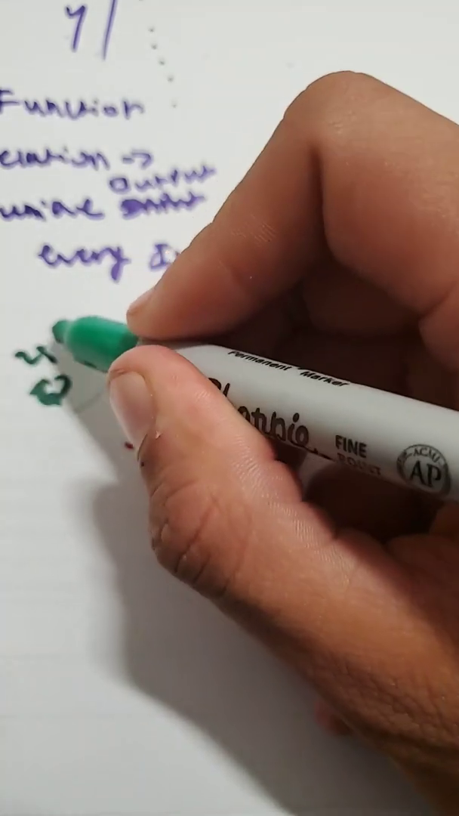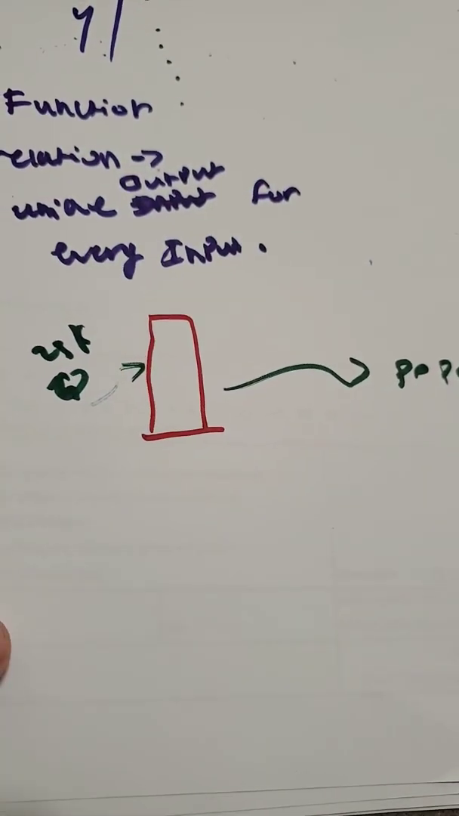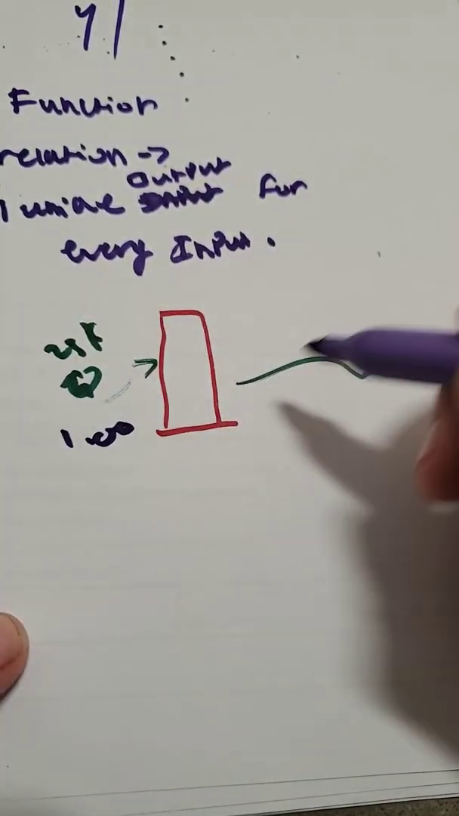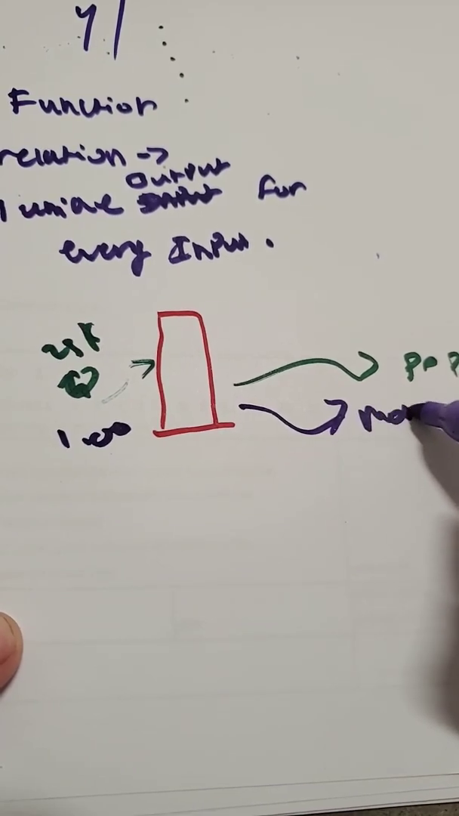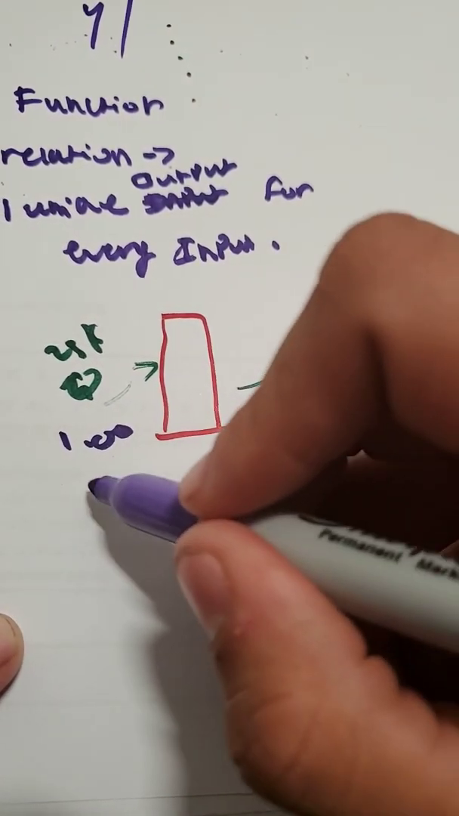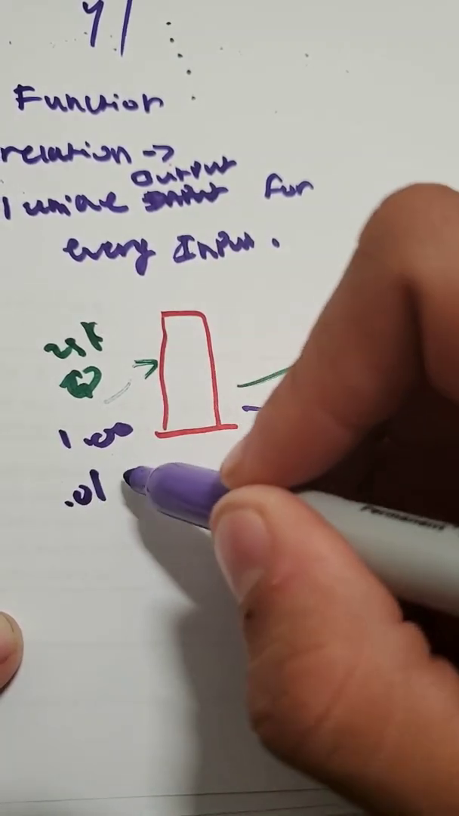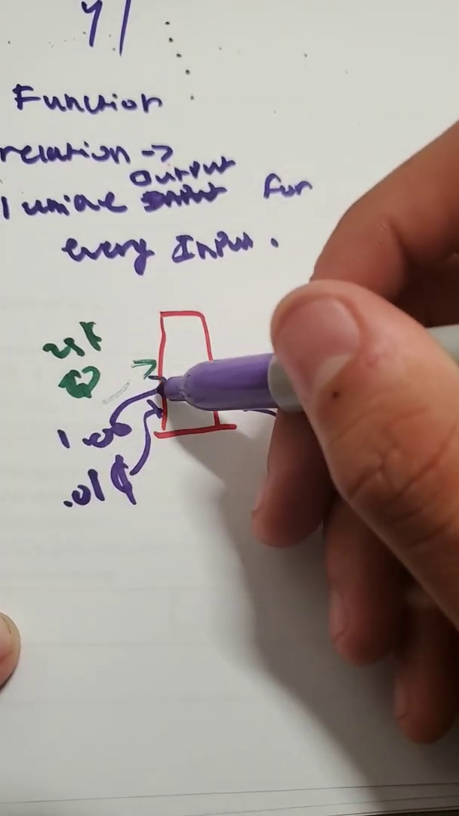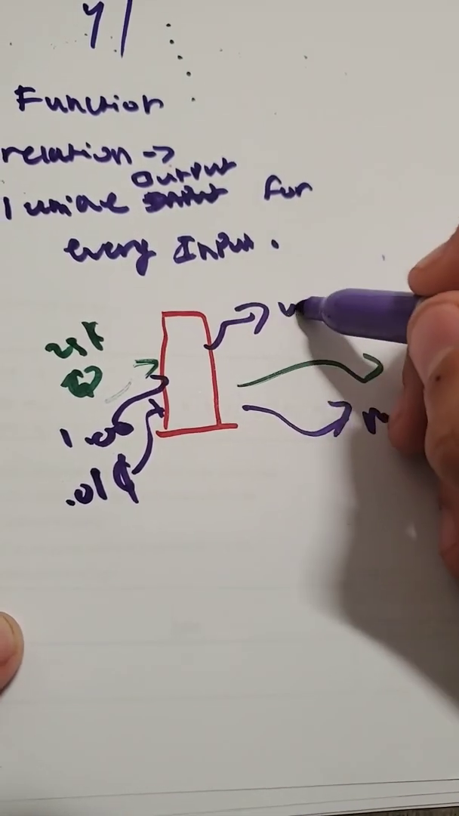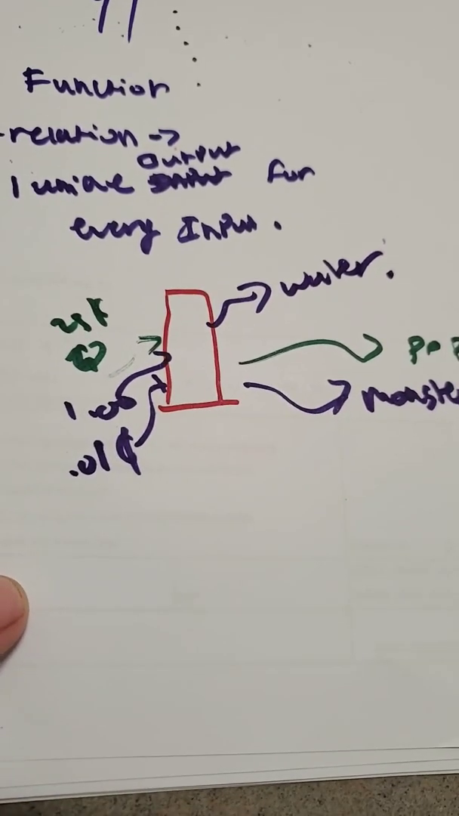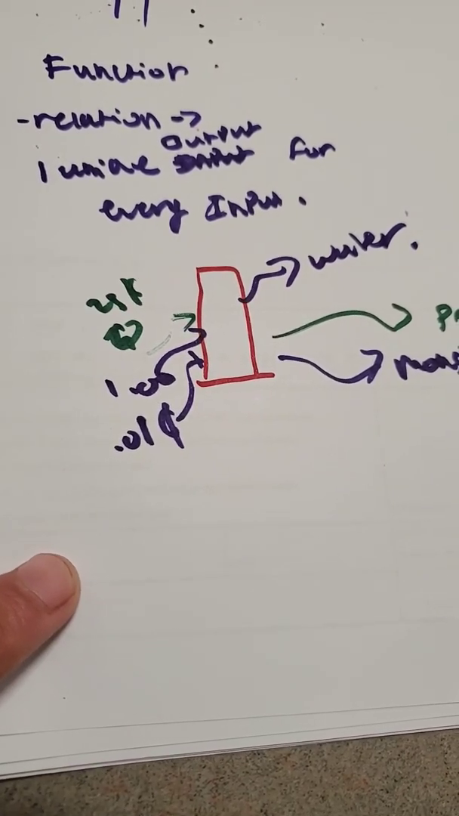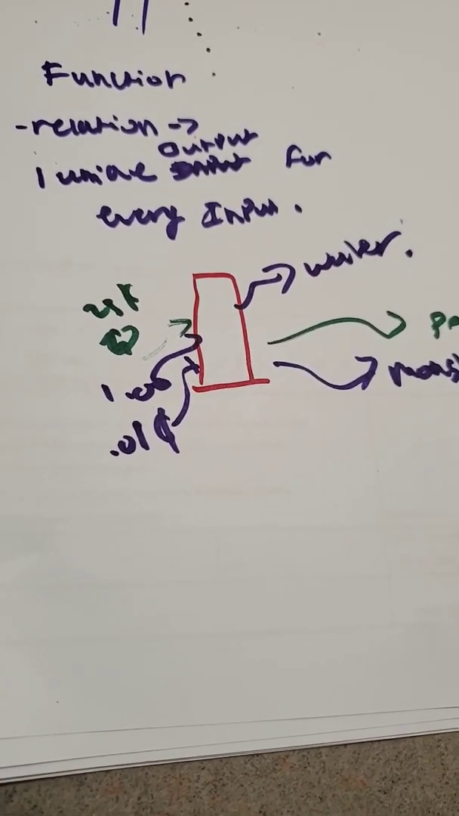Okay, so you put in a quarter. It gives you a Pepsi. You put in $1. It pulls out a Monster energy drink. You put in a penny. It gives you water. Okay, so you put in your money. So your money is an input, and depending on the button you push, it gives you different outputs.